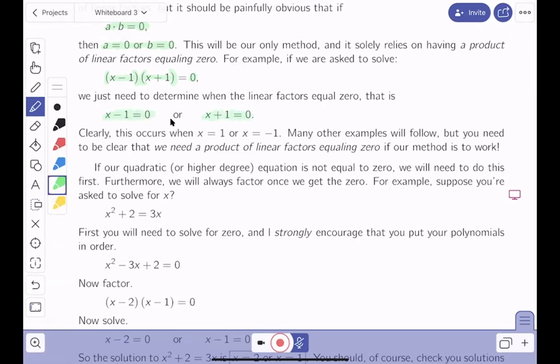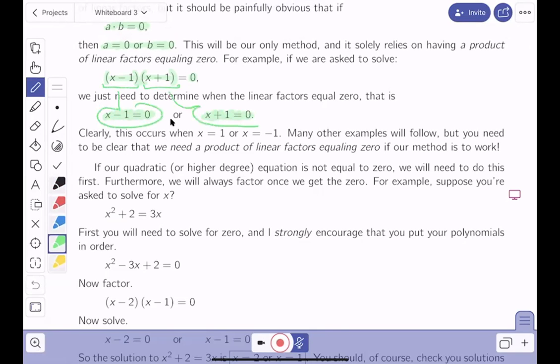Let me point out what I just did. I looked at the factors. This is a factor here, and this is a factor here. I just set them equal to 0. That's all I've done. Generally speaking, they're pretty easy to solve. The first equation, x minus 1 equals 0, when x equals 1. The second one, x plus 1 equals 0, when x equals minus 1. And it really is that simple.